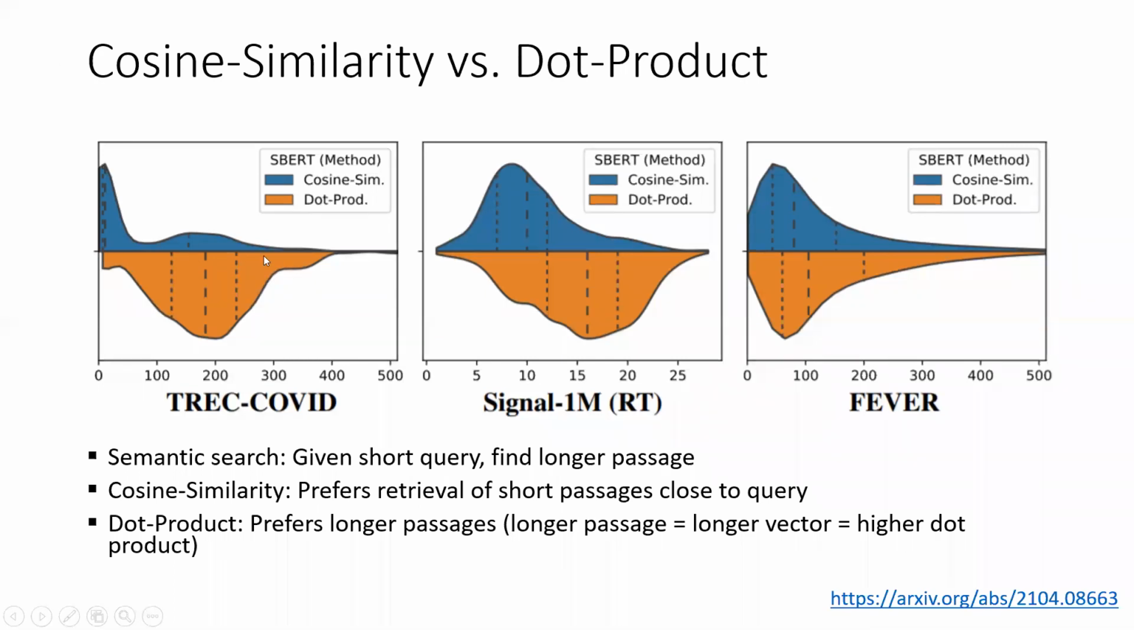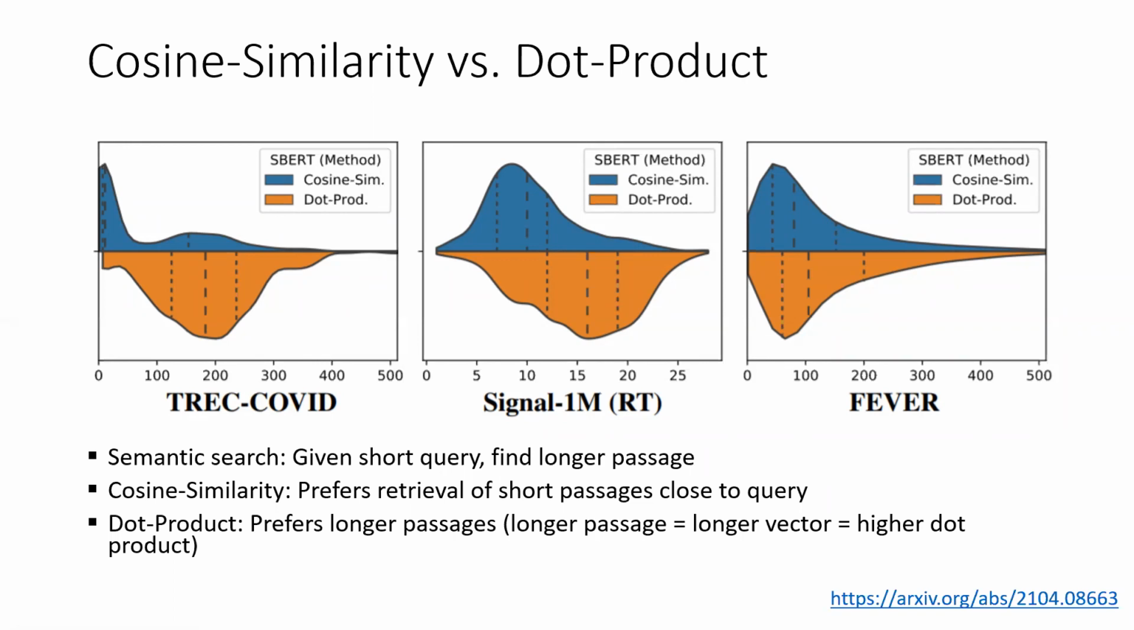So what we see here is the number of characters the system returns. And then we see the distribution of the hits for different queries. For the TREC-COVID dataset, we saw that a lot of really short answers were retrieved. Due to a special property of this dataset, but also for other datasets, we saw that cosine-similarity models prefer to retrieve short passages for search, while dot product models prefer longer passages.